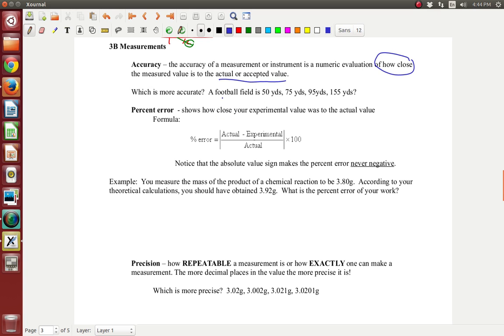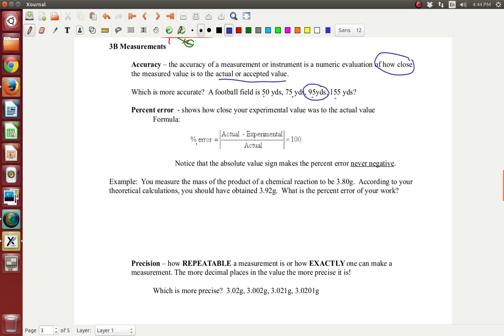So which is more accurate? You have a football field. Is it 50 yards, 75 yards, 95 yards, or 155 yards? Well, the most accurate measurement would be 95 yards. All these other guys are not accurate. So accuracy is getting close to the real value.